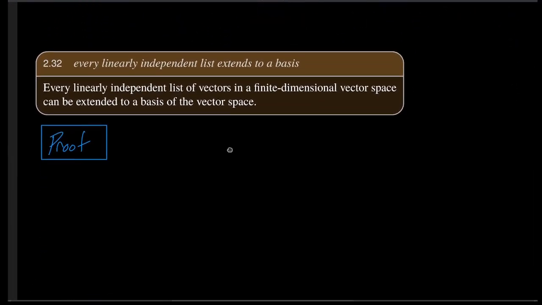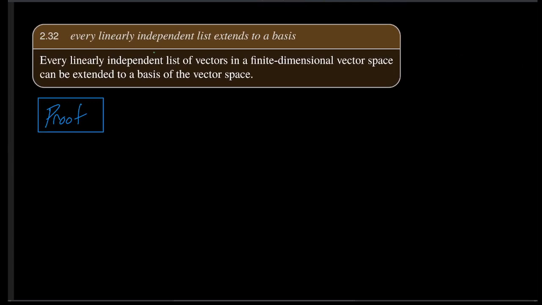Can we do anything more like this? I claim, yeah. Every linearly independent list extends to a basis. That's kind of cool. You can take a spanning list and reduce it to a basis, and you can take a linearly independent list and add a few more things and make it into a basis, not shuffling the order of the original things in any way.